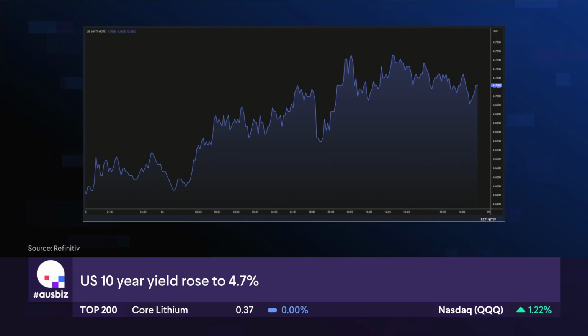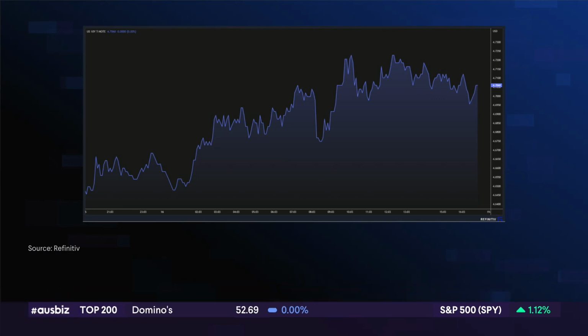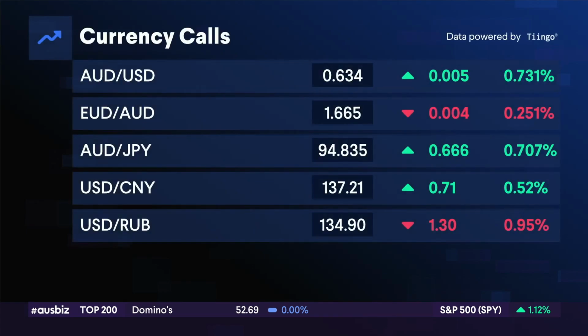And US economic data shows the New York Fed's Empire State Index, a gauge of manufacturing activity in New York State, fell to negative 4.6 in October against expectations of a drop to negative 7. The US dollar mixed as investors prepare for speeches by Fed Reserve officials this week for further clues on the direction of interest rates. The Aussie dollar has bounced higher to trade at 63.4 US cents.